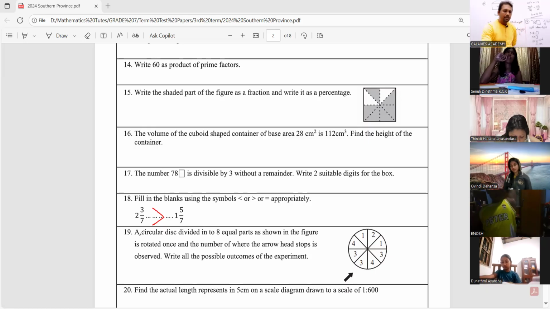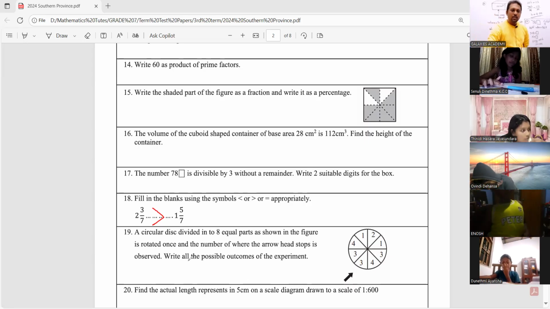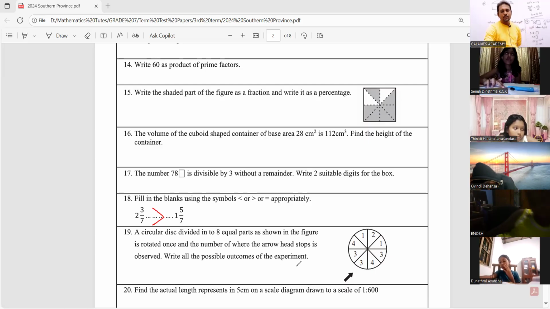Right. Next one, look at a circular disc divided into 8 equal parts as shown in the figure is rotated once and the number where the arrowhead stops is observed. Right? Numbers are placed like this and it is rotated. We check the number the arrowhead points to. Write all the possible outcomes of the experiment.